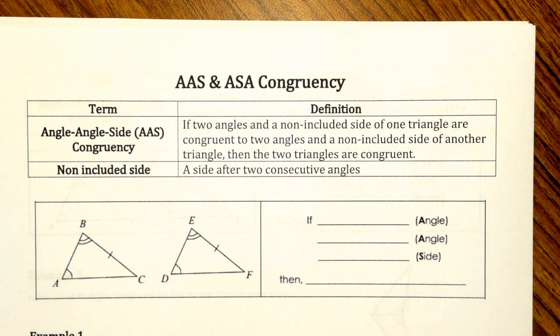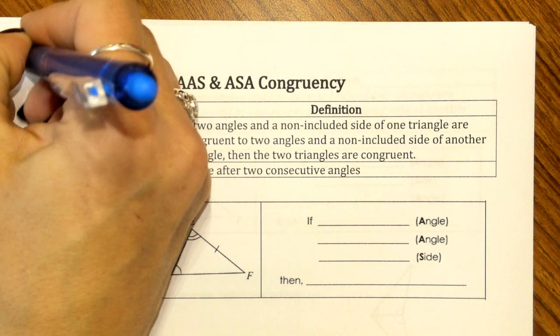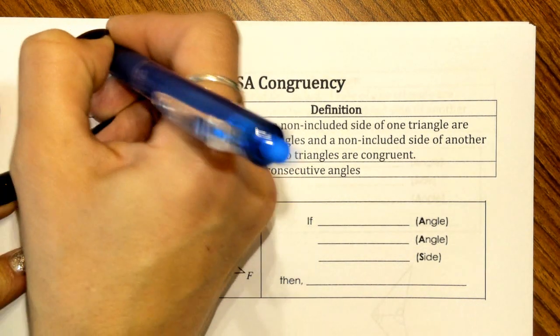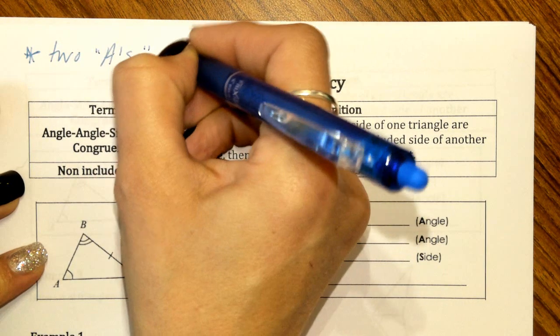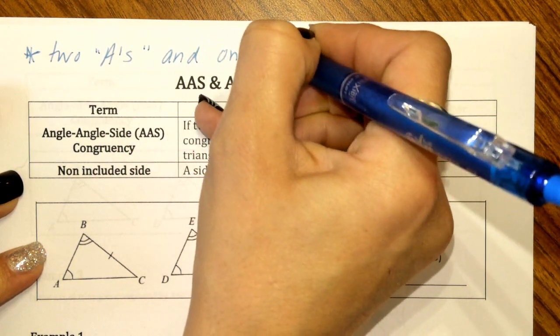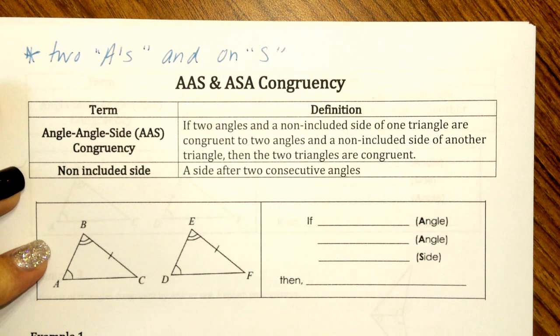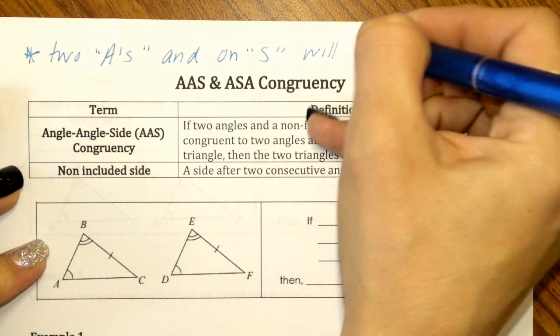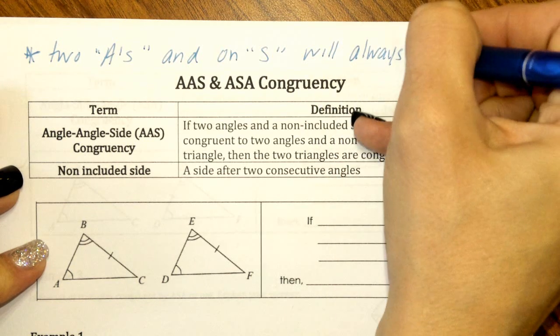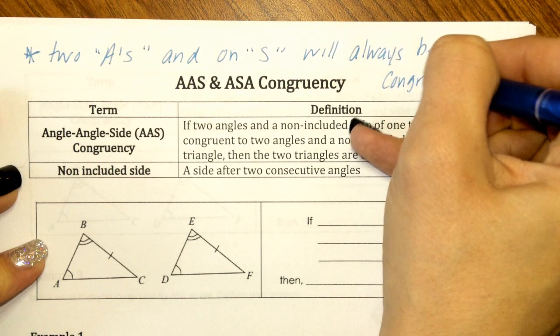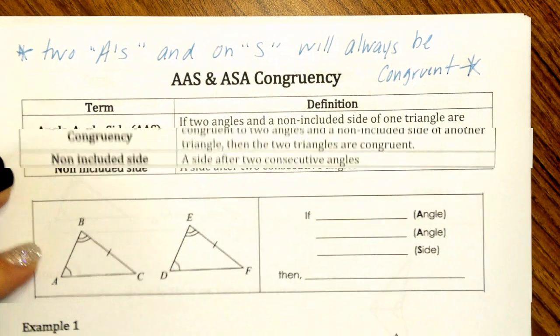So anytime that we find ourselves with two A's, it doesn't matter what order these letters are in, unlike the side, angle, side. With your two A's and an S, you're going to have congruency. So we can go ahead and note that to ourselves: if we have two A's and one S, they will always be congruent. Pause it and finish writing that down.